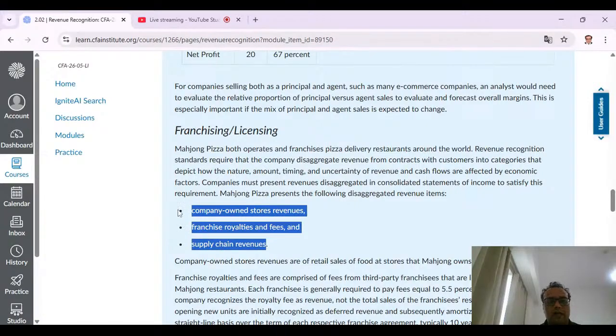Just a question for you guys: which food chain in the world has the most stores? Domino's, Pizza Hut, McDonald's? No, the most stores in that way is of Subway, because Subway requires a very small unit to make its stores. So in every nook and corner of the world, you will be able to find a Subway store, which you may not find for Pizza Hut or Domino's. So Subway has the highest number of such retail outlets.